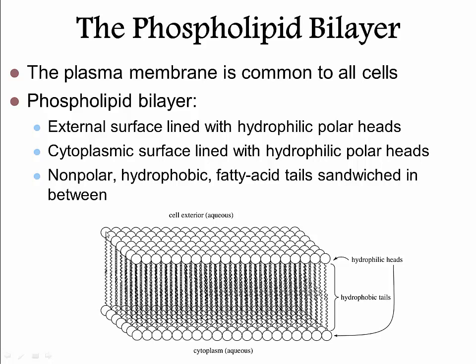The phosphate heads are hydrophilic, water-loving, and so we can see that on the external surface of the cell, we have all of these hydrophilic polar heads facing the aqueous environment outside the cell. All cells, whether they're part of a living organism or free living in the environment like an amoeba, face an environment that is mostly water.